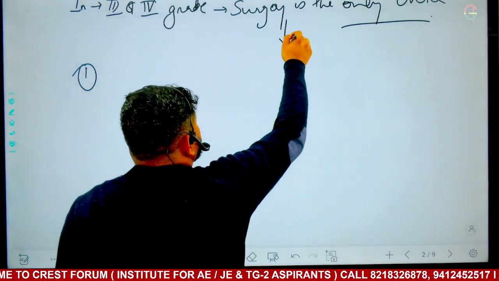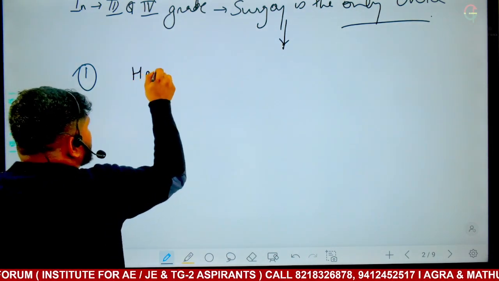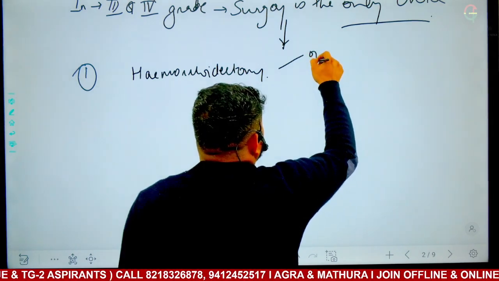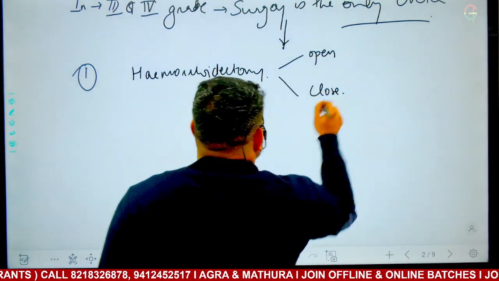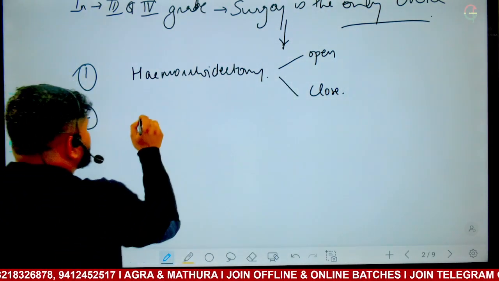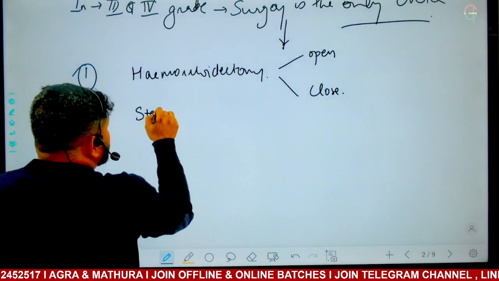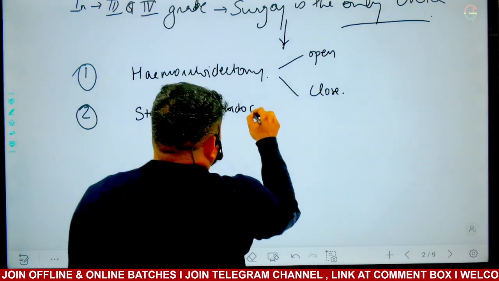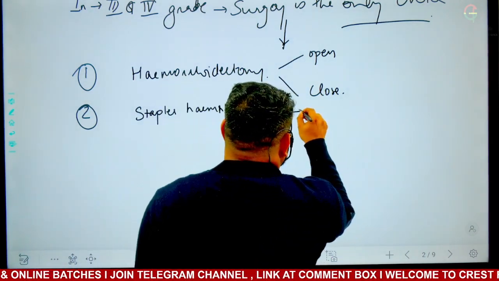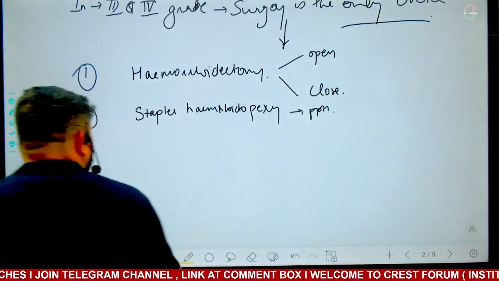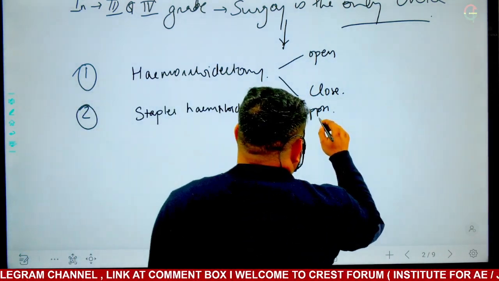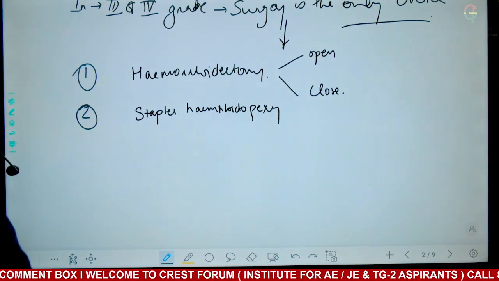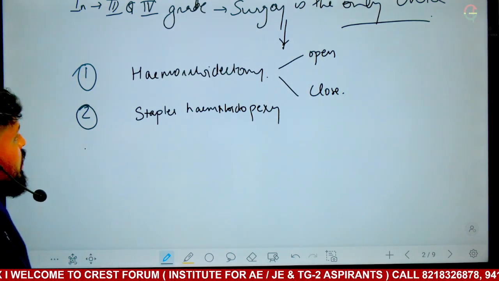What surgery options are available? First, hemorrhoidectomy. In hemorrhoidectomy, there is open hemorrhoidectomy and closed hemorrhoidectomy. Second, stapler hemorrhoidopexy, also called PPH. We will talk about both of them.